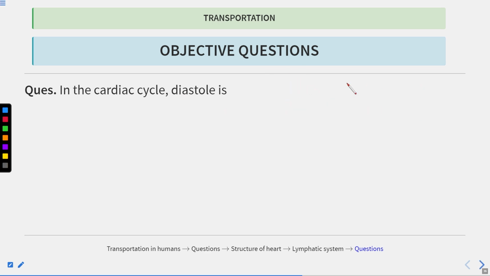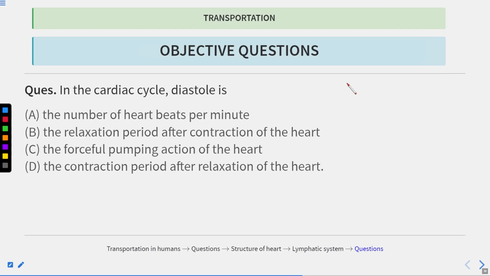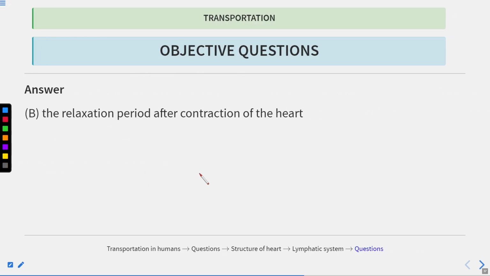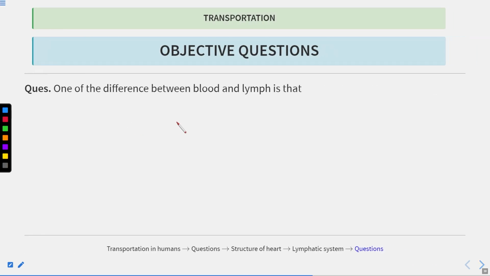So let's have a look at the options. The first option is the number of heartbeats per minute. Second option is the relaxation period after contraction of the heart. Option C is forceful pumping action of the heart. And option D is contraction period after relaxation of the heart. So what is the answer here? The relaxation period after contraction of the heart. Okay. Now let's move on to the next question.